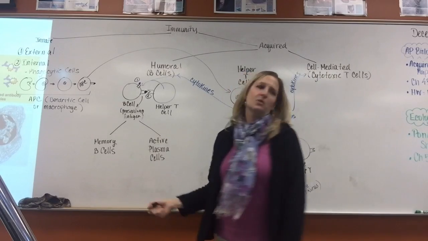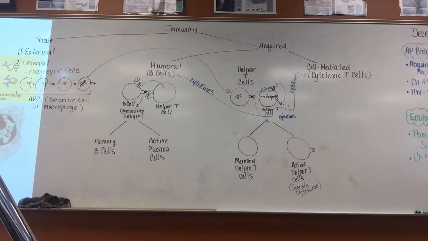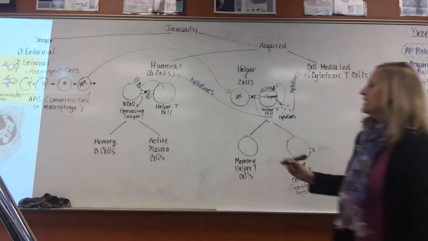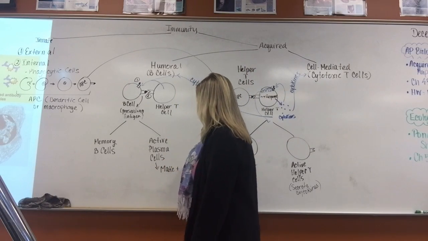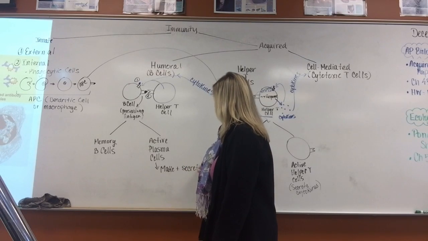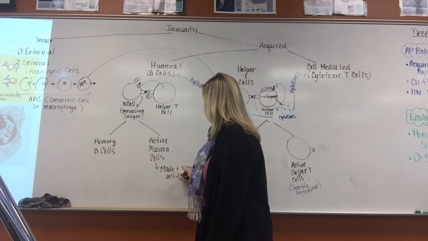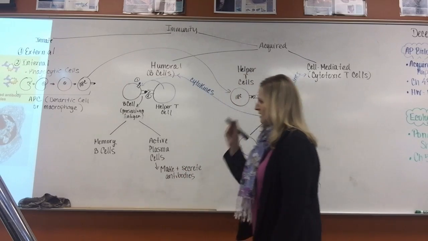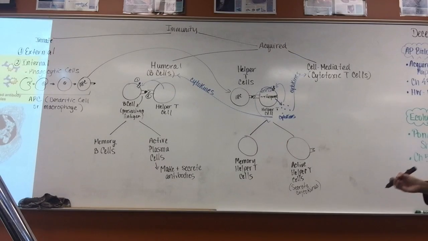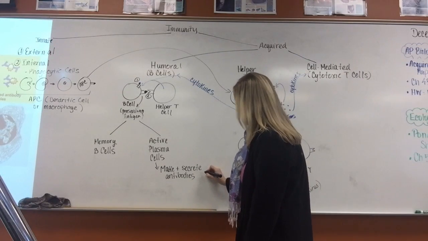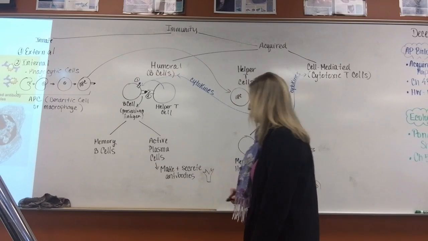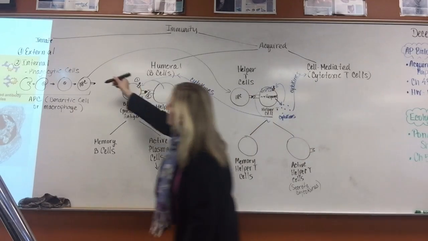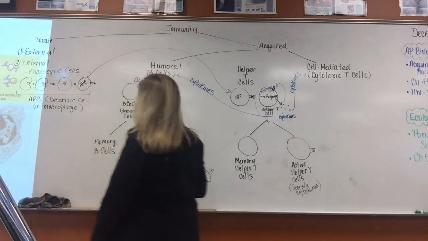So active plasma cells, what do plasma cells do to help fight the infection in the body? They make and secrete antibodies. All right, so plasma cells make and secrete antibodies. And remember that antibodies have a particular shape, kind of Y-shaped like this. That's what they look like. And they have shapes that will fit the antigen on the surface of your pathogen.